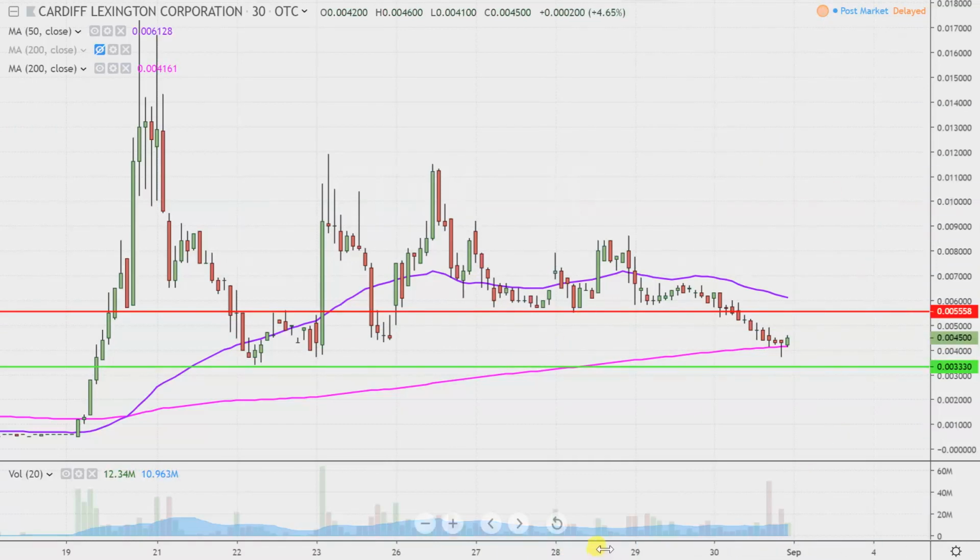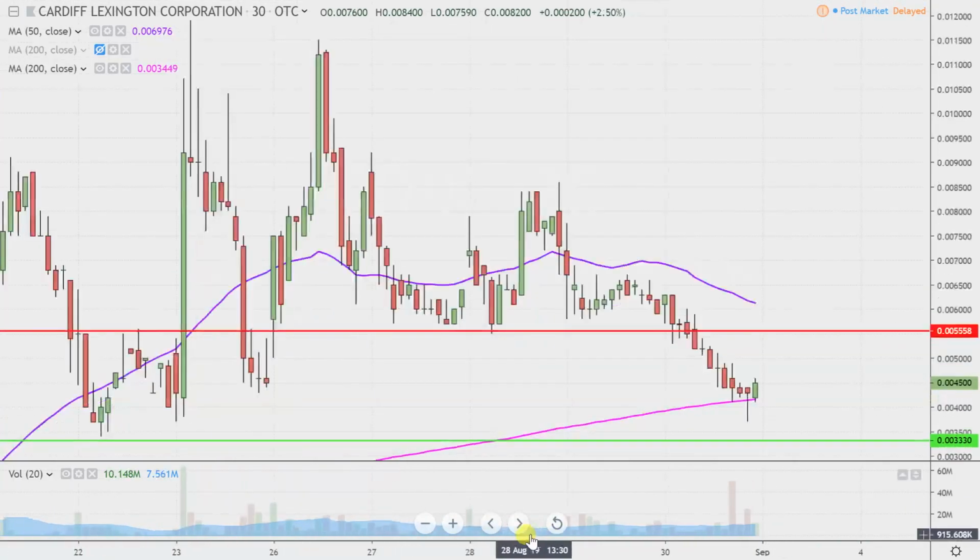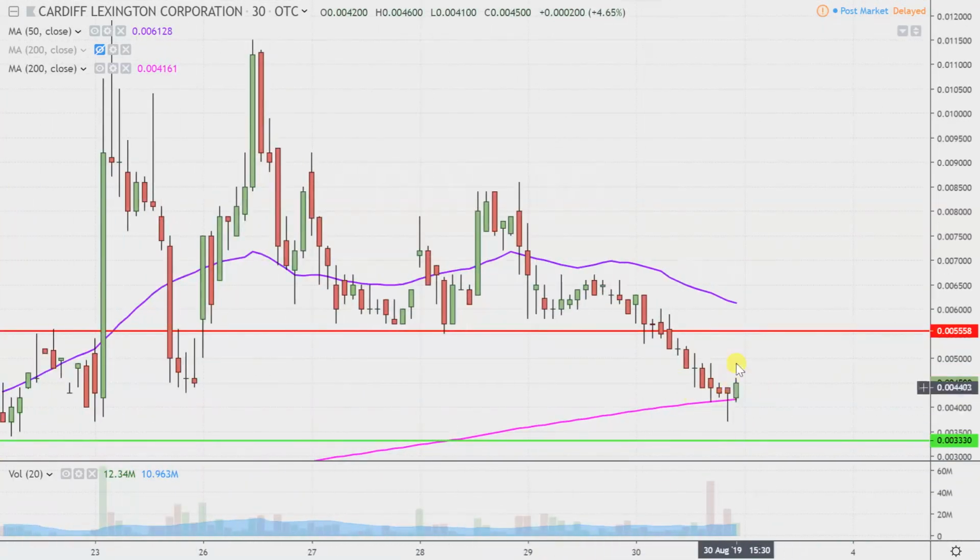So yeah, a pretty rough way to end the week, but on the bright side of things, at least the price was able to find some support at that 200-period moving average. So like I said, we'll see if this can act as a bounce point or not. So let's see how this all plays out next week.